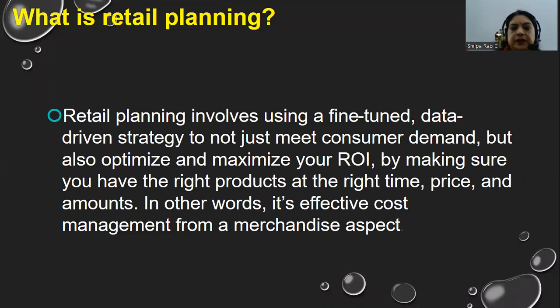So here, retail planning involves using a fine-tuned, data-driven strategy, not only to meet the customer's demand, but also to optimize and maximize the return on investment by making sure that you have the right products at the right time at the right price. In other words, it's a very effective cost management from the merchandise objective.